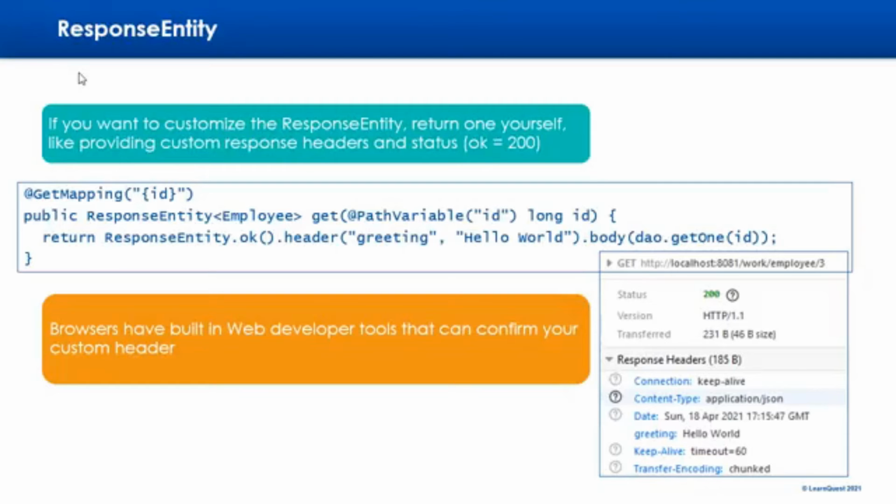When you look at your response in modern browsers, you have DevTools. You can see my URL there, showing the status 200, and you can also see the custom header, greeting hello world. And you see other headers that are generated by default, content type, it's application/json coming back, and date.